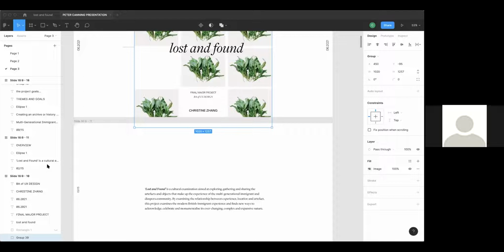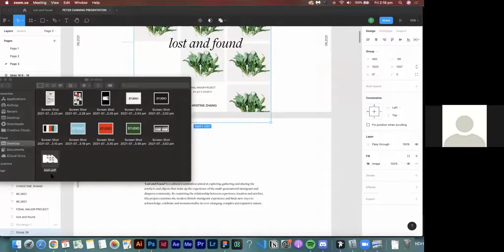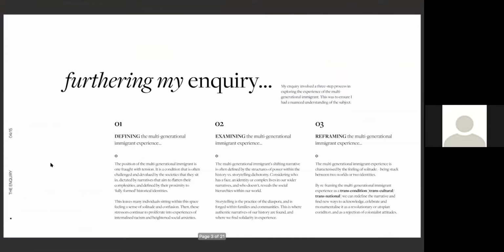Just before we carry on, just to make sure, are we expecting to see some slides changing? Do you see furthering my inquiry? No, we just see your Figma interface at the moment. Okay. Give me a sec. Let me stop sharing and start again. I'm sorry. That's okay. Okay, there we go. Yeah, we can see it. So you were saying about defining the multi-generational immigrant. Can you see this? Loud and clear.